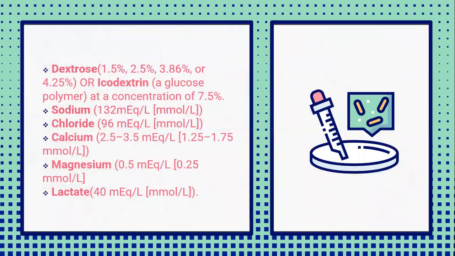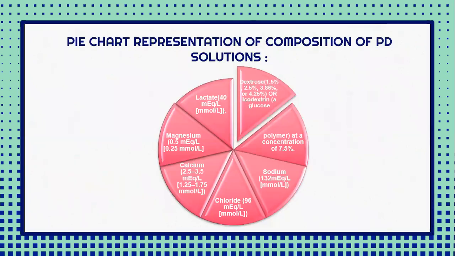So here is the appropriate composition of a peritoneal dialysis solution, where dextrose is 1.5%, 2.5%, 3.86%, or 4.25%. Or if you're using icodextrin, which is a glucose polymer, the concentration would be 7.5%. The sodium would be 132 milliequivalent per liter or millimole per liter, chloride 96, calcium 2.5 to 3.5, magnesium 0.5, and lactate would be 40 milliequivalent per liter or millimoles per liter. Here's a pie chart representation of the same composition of the peritoneal dialysis solution, but just to present it in that way, I've made this slide.